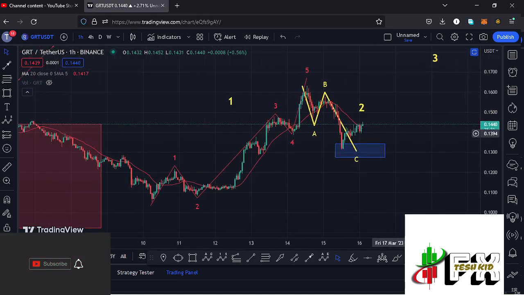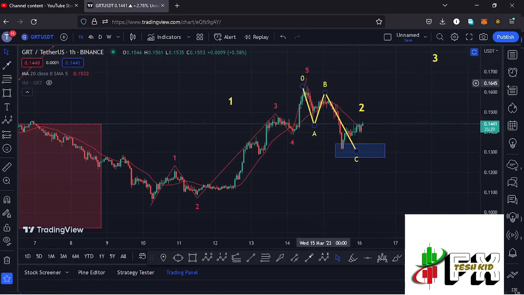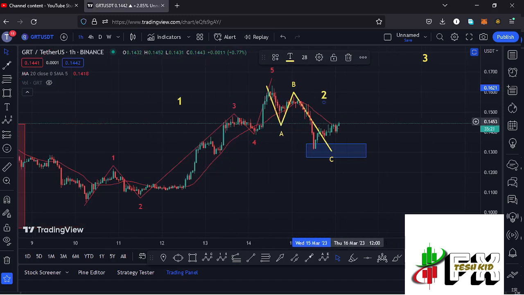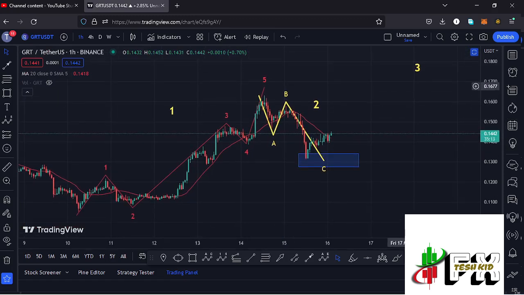We have also seen the formation of this ABC corrective structure that we also expected to see in the formation of that larger Elliott wave count 2, fully supporting the chances of having bottomed out in the formation of that wave 2. At the time of this recording, we are holding above the 20-day MA here on the 1-hour chart, meaning we have the support that we need to continue gearing up in the formation of this wave 3, which we expect after seeing the formation of this wave 2.